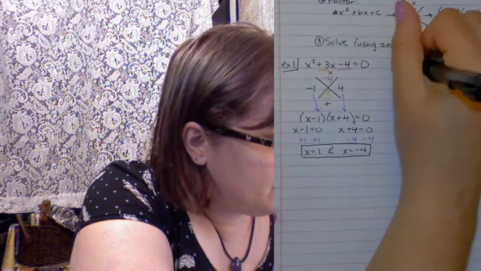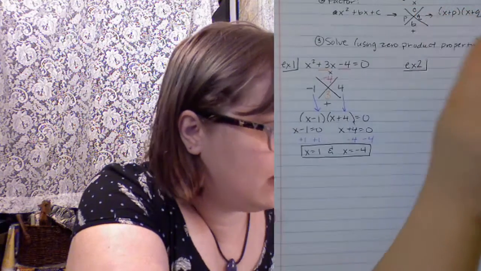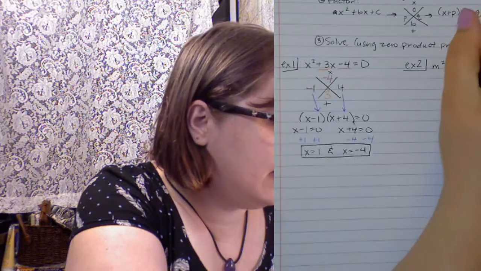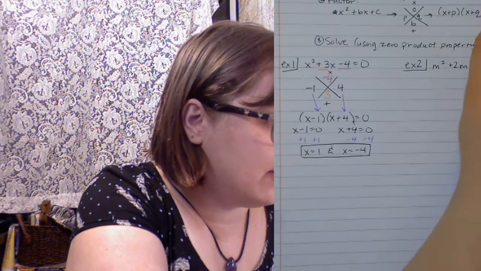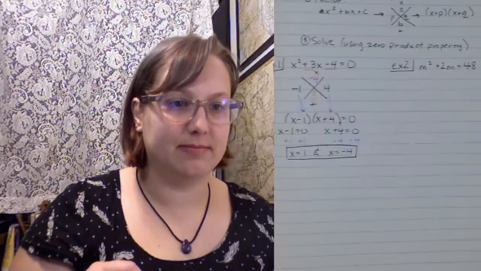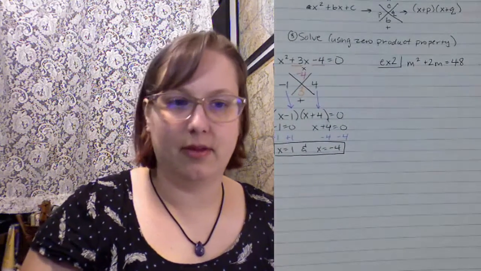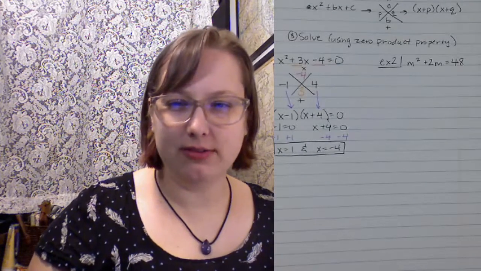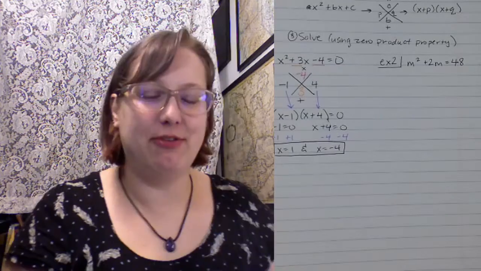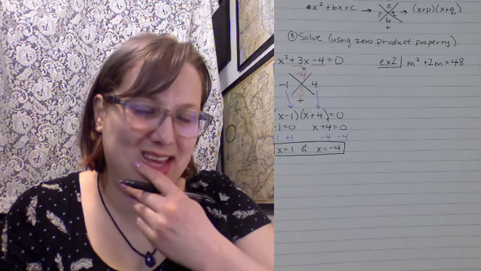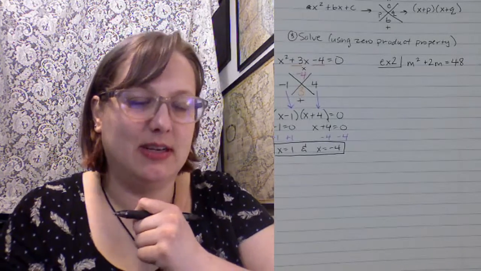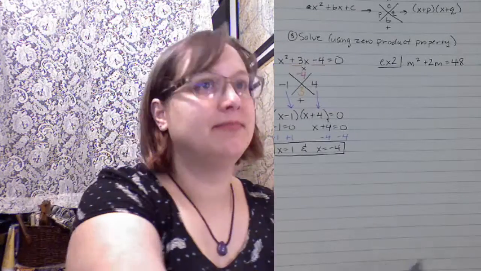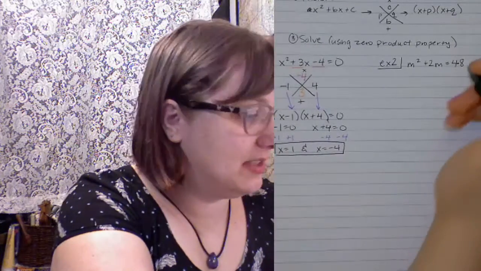I'm going to do another one where I have m squared plus 2m equals 48. All of the ones on your homework you can totally factor. If you happen to come across one that you can't factor, the answer would be no solution, because sometimes you just can't. Ask me if you have any questions.